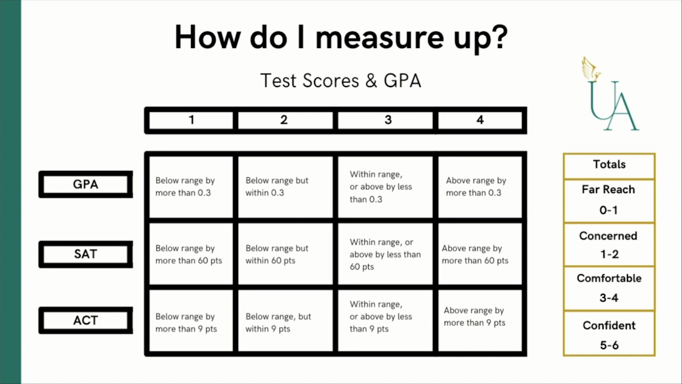So let's say I want to apply to a school that the average GPA is a 3.0 and the average test score, I'll use SAT, is a 1000. And let's say that my GPA is a 3.2 and my test score is 950. So I am below the range, but within 60 points. So that would be 2 for the SAT. And I am above the range by less than 3.0. So 2 plus 3 is 5. So that would be under confident, right? And so that is how you are going to do it.